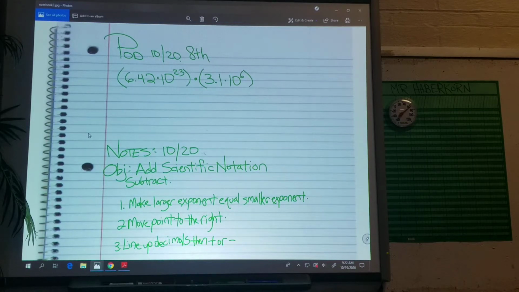Hit pause, write everything down you see, including the notes. And I'm noticing the ones that are writing down the notes are doing better on the assignments. So make sure we're doing that.